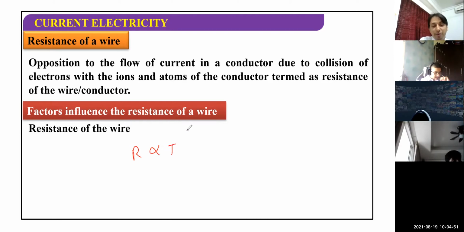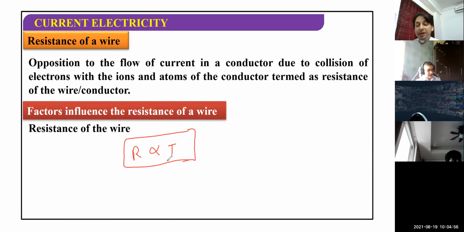So you can remember R is directly proportional to temperature. Remember, this is for metals. For semiconductors, it is inverse. Let me write SC for semiconductor, children. In case of semiconductors, resistance is inversely proportional to temperature. That semiconductor topic we are going to discuss at the end of this chapter. So for metals, R is proportional to T.